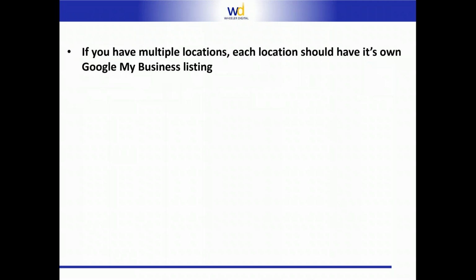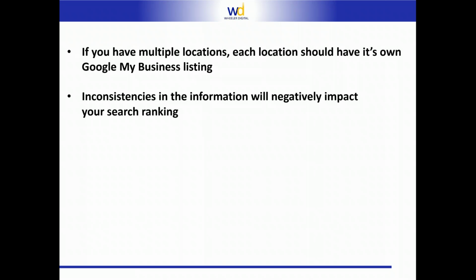Some more points to make on the big questions that I get all the time. If I have multiple locations, what do I do? Well, each and every single location that you have should have its own Google My Business listing. With that being said, inconsistencies in the information that you're feeding to Google My Business will negatively impact your search ranking. So you want to be sure that everything is accurate and filled out to the best of your knowledge. If you have those multiple locations, be sure you have a Google My Business listing for each and every single physical address.